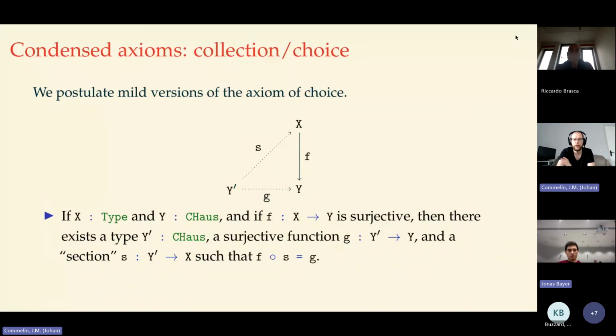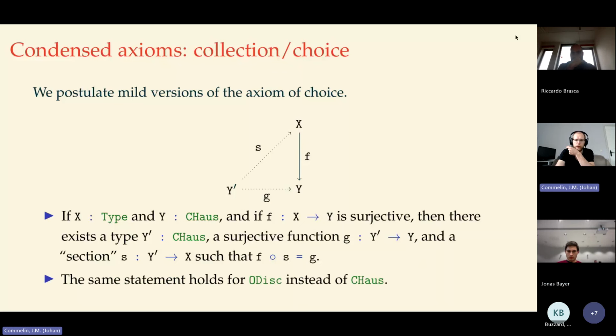And so we have this axiom of choice for CHaus, but if you replace CHaus in both places with ODisc, then that is our collection axiom for ODisc. So we don't call it an axiom of choice, we call it collection for historical reasons. These axioms first showed up in, I think, a paper by Johnstone and Moerdijk, and they call them collection axioms. And so we copied that.